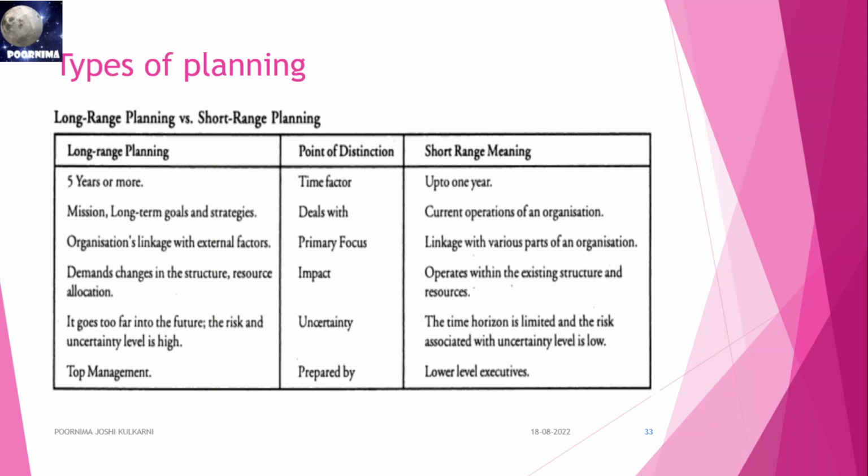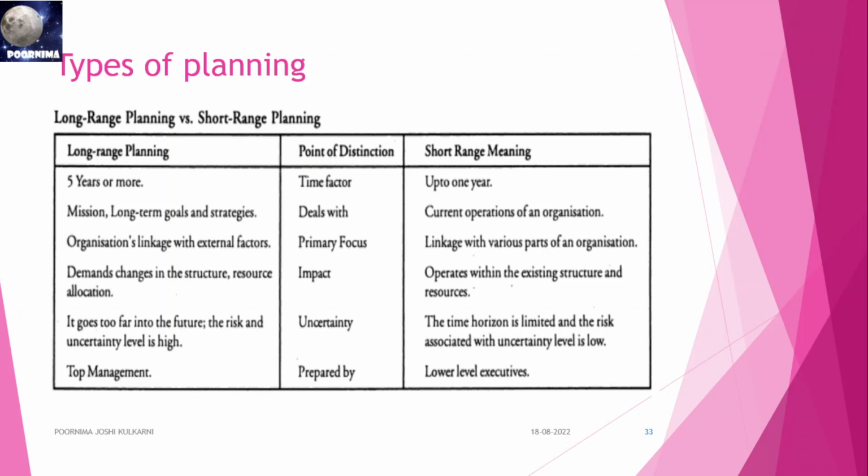The primary focus of long range planning is organizational linkage with external factors, and linkage with the various internal parts of the organization. In terms of impact, long range planning demands changes in structure, resource, and allocation. Short range planning operates within the existing structure of a company, and does not go too far into the future.